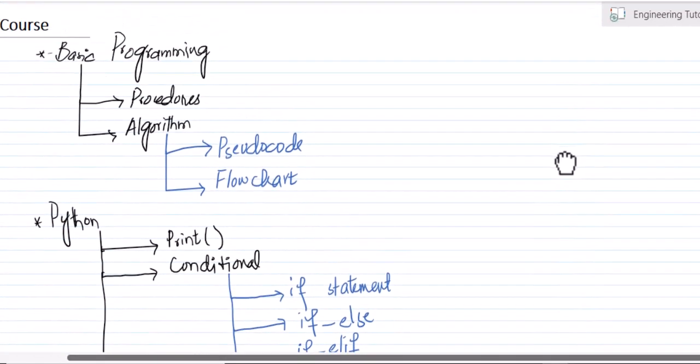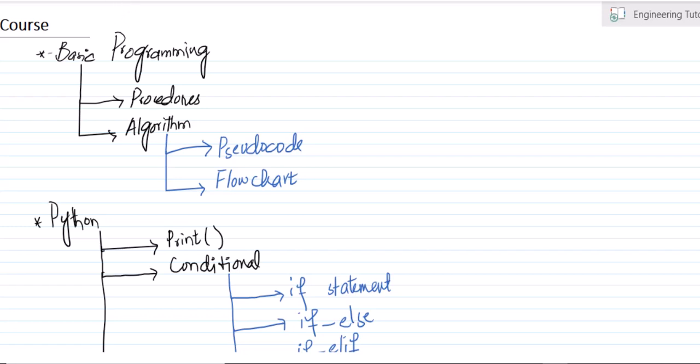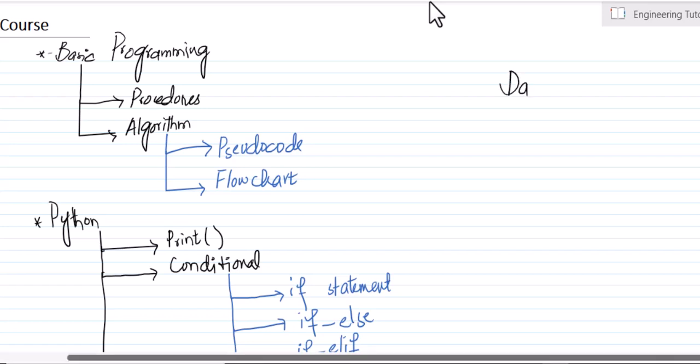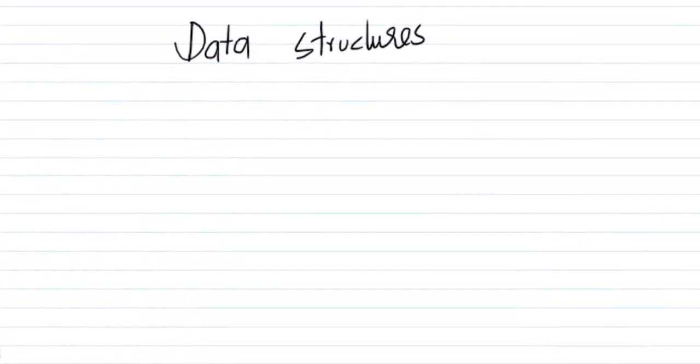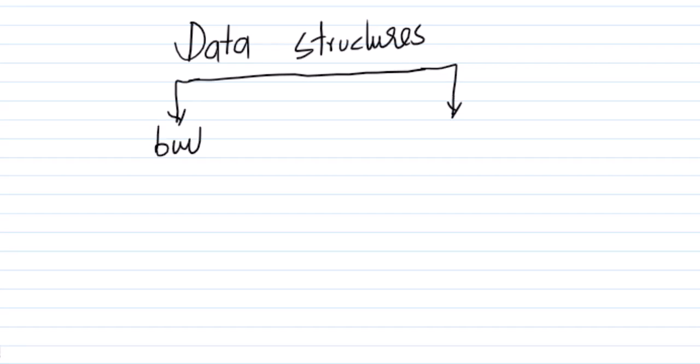After it, what did we study? We went towards the data structures, and in data structures there are basically two types. The first one is the built-in data structures, and the other one was the user defined.